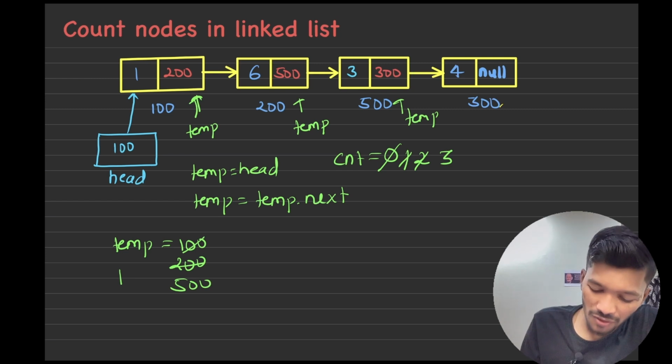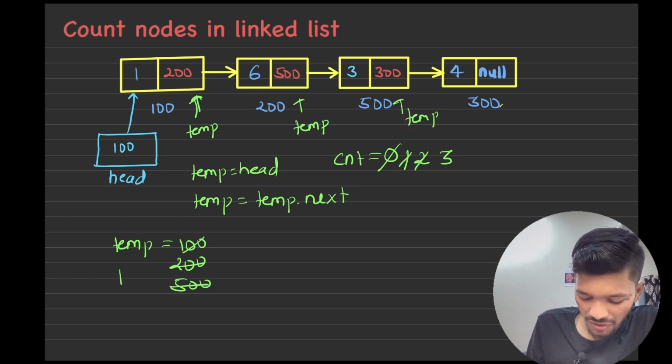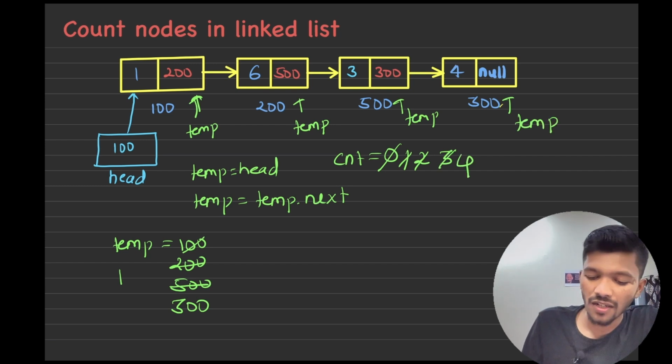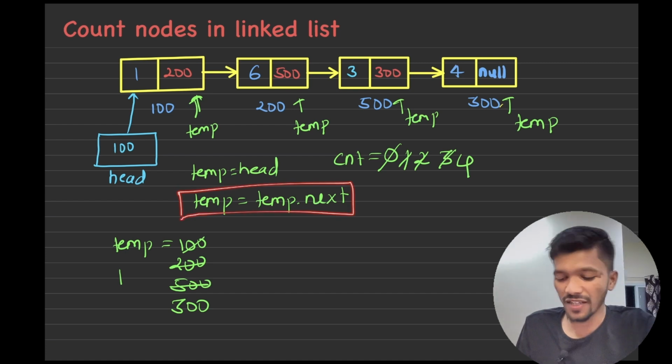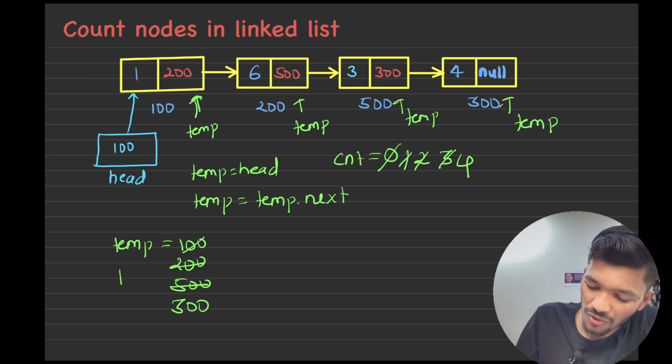Again I will come over here and see temp is equal to temp.next. Temp equal to temp.next is nothing but 300, so it will start pointing toward 300, which is nothing but the last node. And again I will simply increment my counter. Now again I will come to this point, that is temp equals to temp.next. Now temp.next is nothing but null. So if I do temp.next, my temp will start pointing to null.